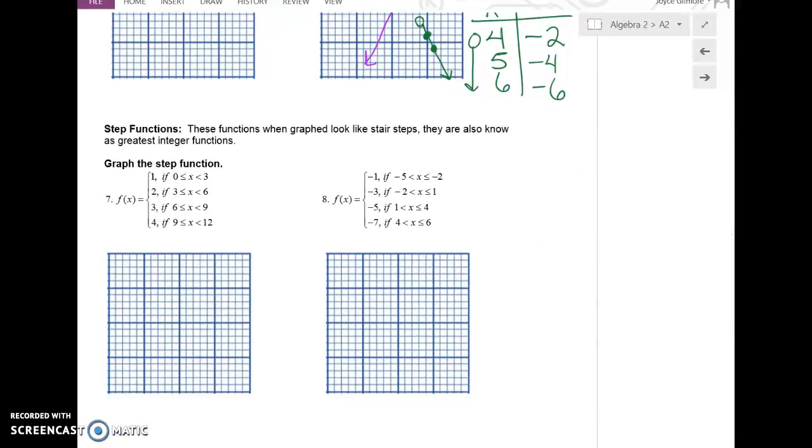What I want you to notice about the step function is the domain restrictions. 0 is less than or equal to x is less than 3. Because it's less than or equal to on the first part, that'd be a closed circle, and then an open circle on the other number. Basically, a step function is a whole bunch of horizontal lines, but it's little pieces of it.